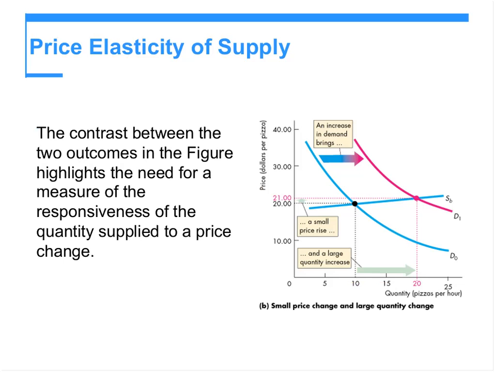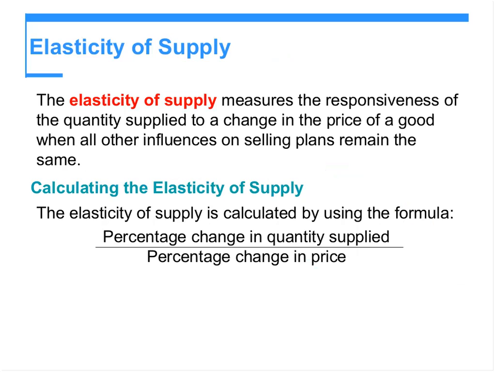The contrast between the two outcomes in the figure highlights the need for a measure of the responsiveness of the quantity supplied to a price change. So if you see from here to here, the change causes a significant increase in quantity, while the price change was very small. So the elasticity of supply measures the responsiveness of the quantity supplied to a change in the price of a good when all other influences on selling plans remain the same.